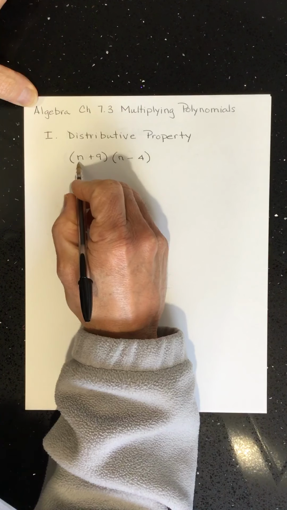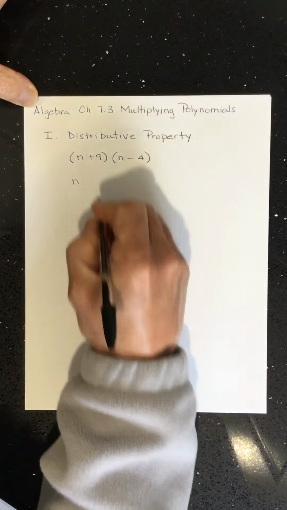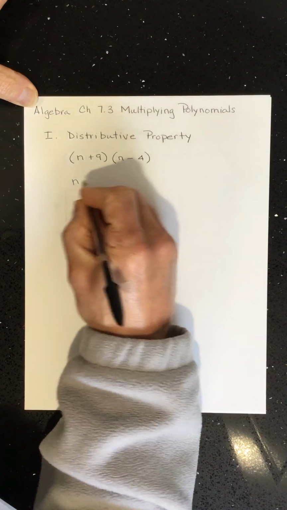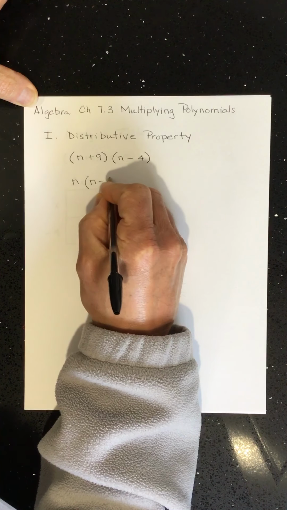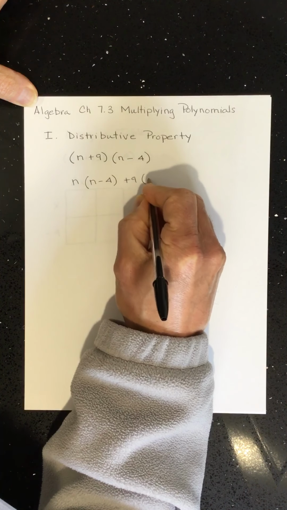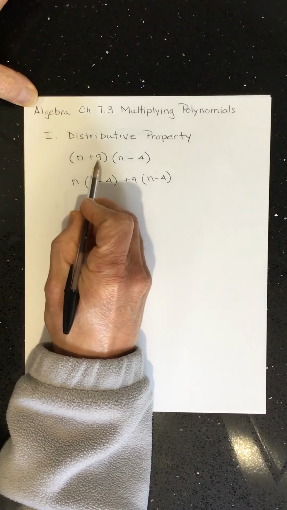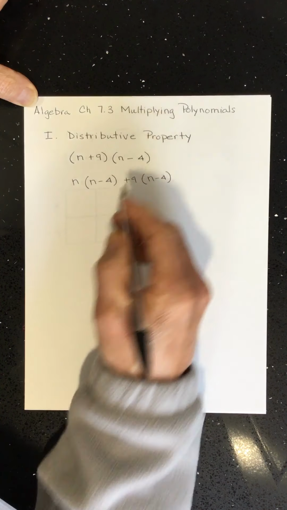What we're going to do is we're going to take the expression of this quantity and we're going to separate it, and we're going to multiply the first term with the second quantity, and then we're going to take the second term and multiply it with the same quantity once again. This is called the distributive property. What we're doing is we're distributing these two terms to this quantity.